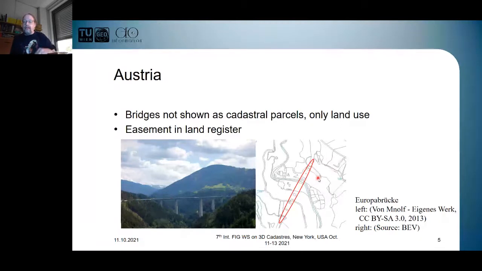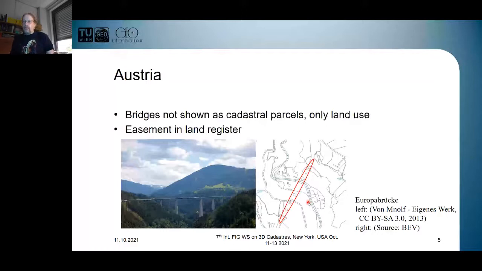It is documented, however, as land use. On the parcels below the bridge, you see that the land use changes from agricultural use to traffic space. And that might be important: an easement is registered in the land register, showing that there is a bridge above these pieces of land.